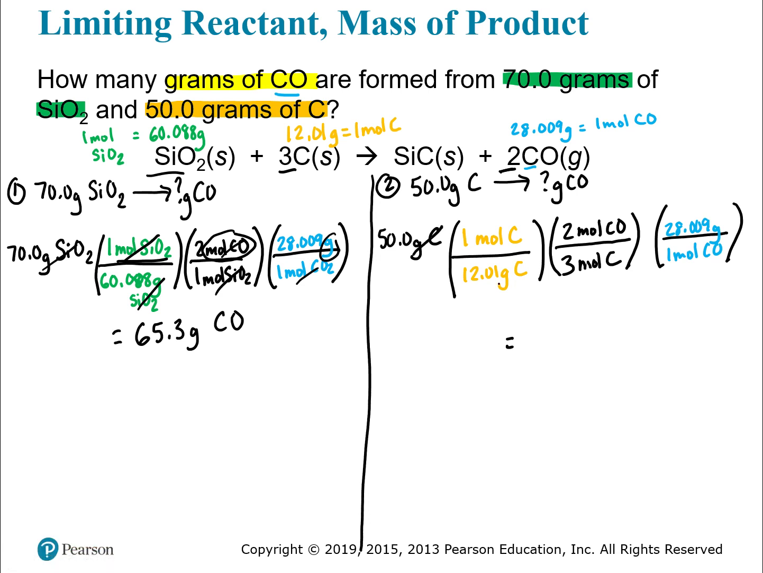Make sure that all of our units cancel. We get to moles of carbon, the moles of carbon monoxide, and then grams of carbon monoxide. We would make 77.7 grams of carbon monoxide if we were to start with 50 grams of carbon. Which one of these is our limiting reactant? Is it the silicon dioxide or the carbon?